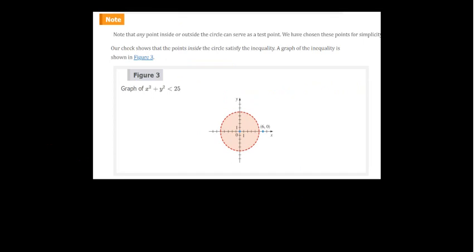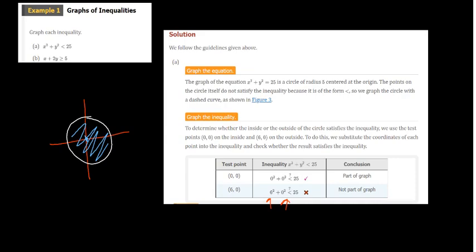Oh, and I made the first mistake. It is a strictly less than symbol, so my circle here should have been a dotted line.